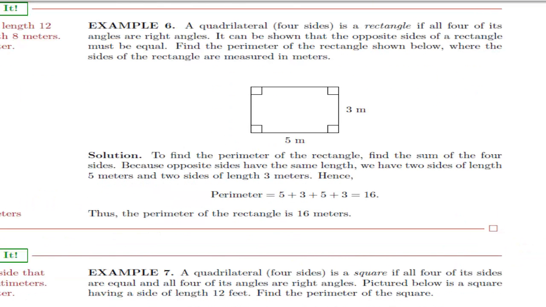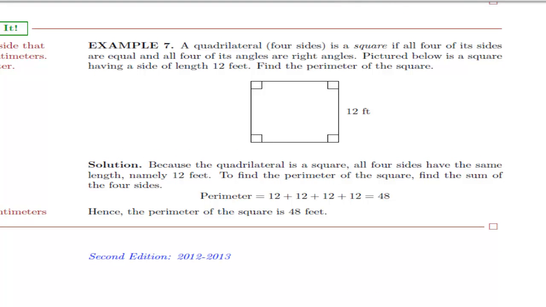Example 6. A polygon with 4 sides is a rectangle if all 4 of its angles are right angles. It can be shown that the opposite sides of a rectangle must be equal. Find the perimeter of the rectangle shown below, where the sides of the rectangle are measured in meters. Solution. To find the perimeter of the rectangle, find the sum of the 4 sides. Because opposite sides have the same length, we have 2 sides of length 5 meters and 2 sides of length 3 meters. Hence, perimeter equals 5 plus 3 plus 5 plus 3 equals 16 meters.